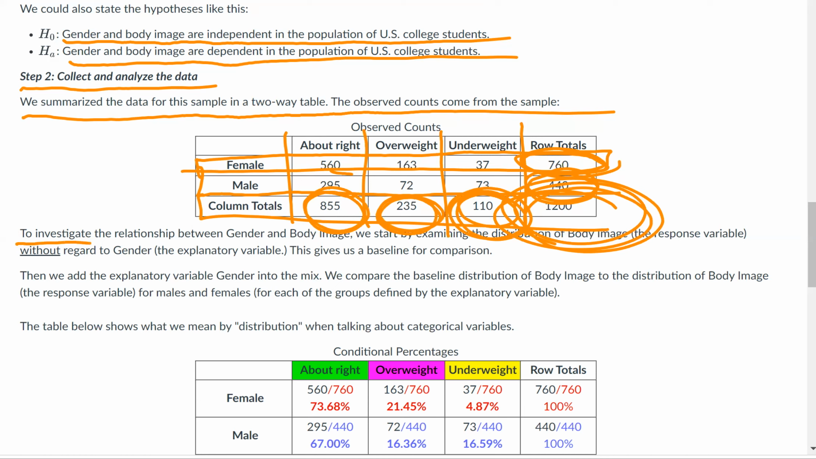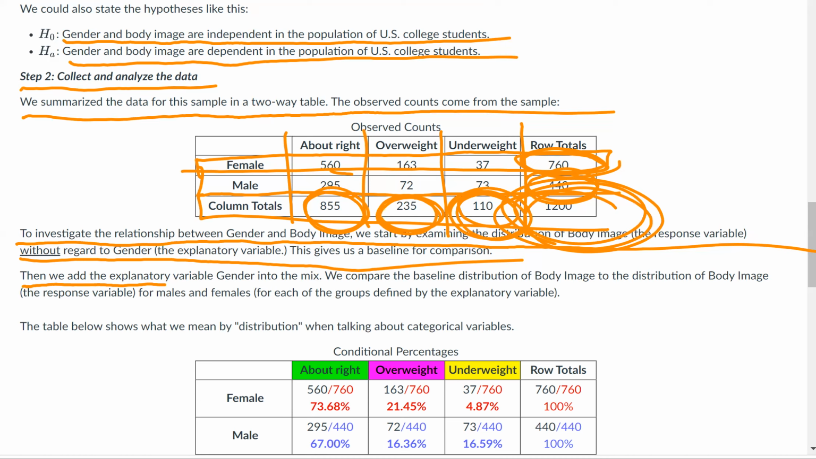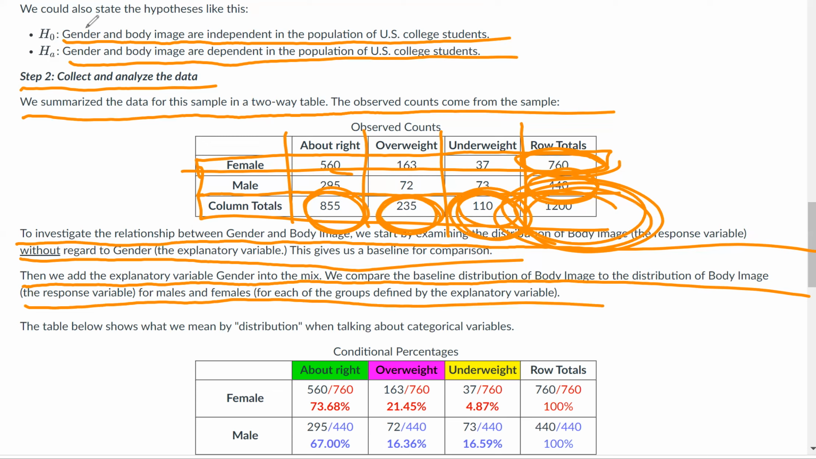Okay. To investigate the relationship between gender and body image, we start by examining the distribution of body image, the response variable, without regard to gender, the explanatory variable. This gives us a baseline for comparison. So we'll know, whether you're male or female, any gender, what the average body image is. How many people overall think that they're overweight or underweight, what percentage, what proportion. Then we'll add the explanatory variable gender into the mix. We compare the baseline distribution of body image, that's just body image for everybody, male and female, all put together. And then we'll separate the males and the females and see if there's some kind of relationship between them.